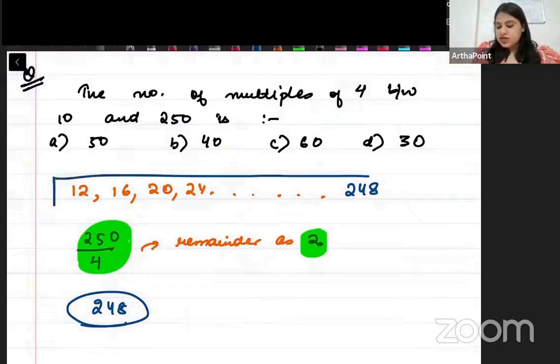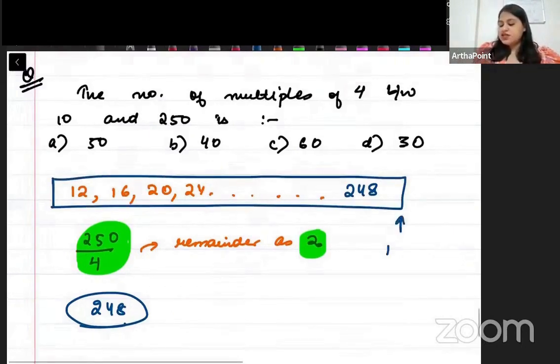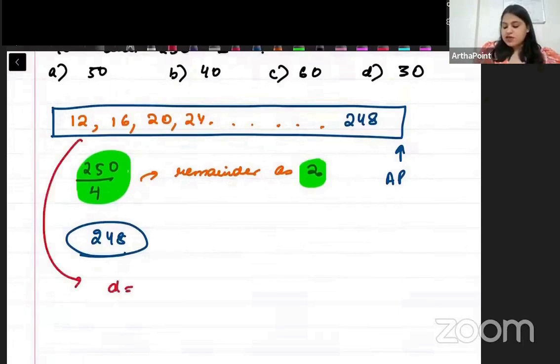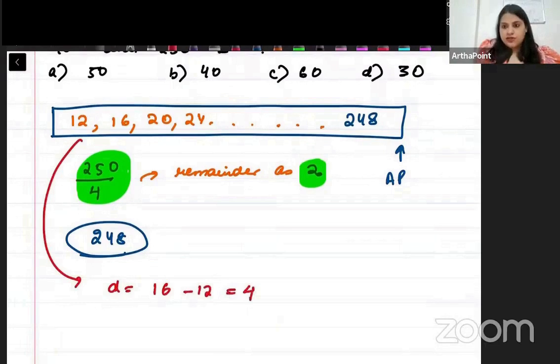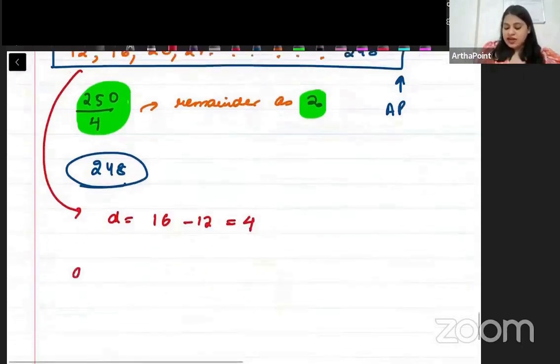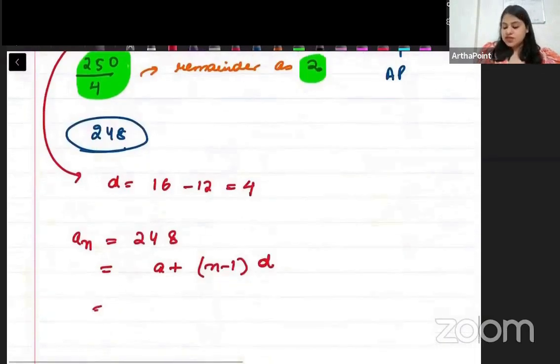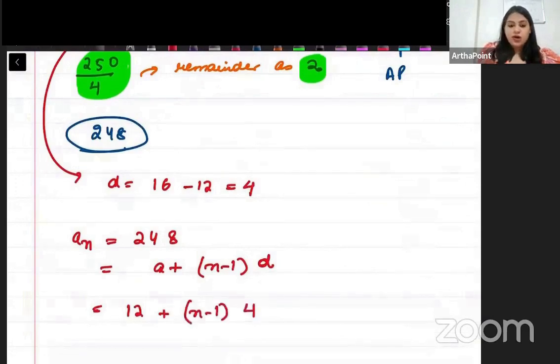Now this series is in AP. The common difference is 16 minus 12, which is 4, because it is multiples of 4. So beta, now I know that AN, the last number, is 248. And AN is given by A plus N minus 1 into D. The first number of the series is 12, N I don't know, the common difference is 4, and the last number is 248.